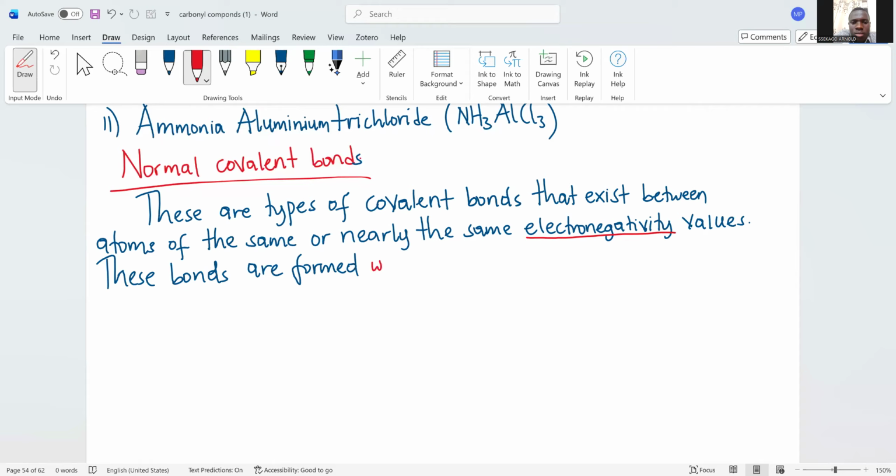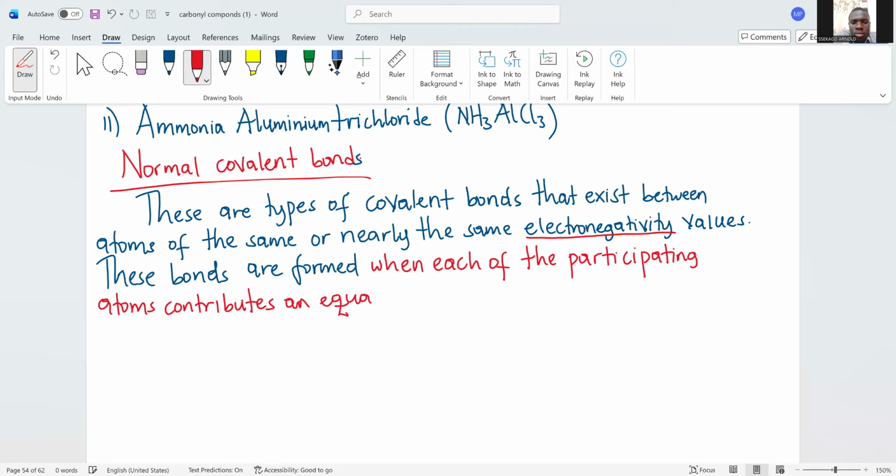when each of the participating atoms contributes an equal number of electrons to be shared.